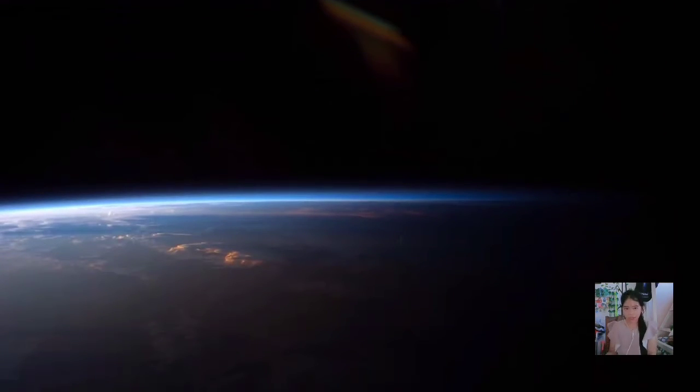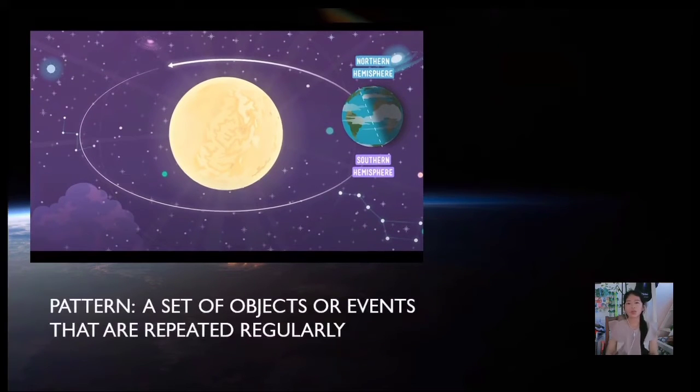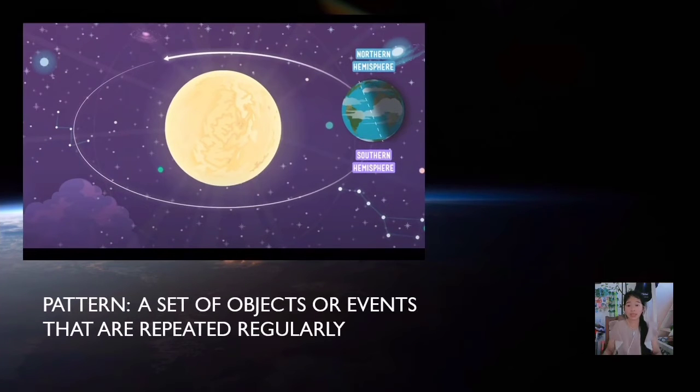So why am I telling you this? Well, as the Earth travels around the sun, it creates a pattern through the year. So what is a pattern? A pattern is a set of objects or events that are repeated regularly. These patterns happen over and over again, and I'm sure you notice it. At certain times of the year, the northern hemisphere leans toward the sun and the southern hemisphere leans away. At other times, the southern hemisphere leans toward the sun and the northern hemisphere leans away. That pattern, everyone, is what makes seasons.